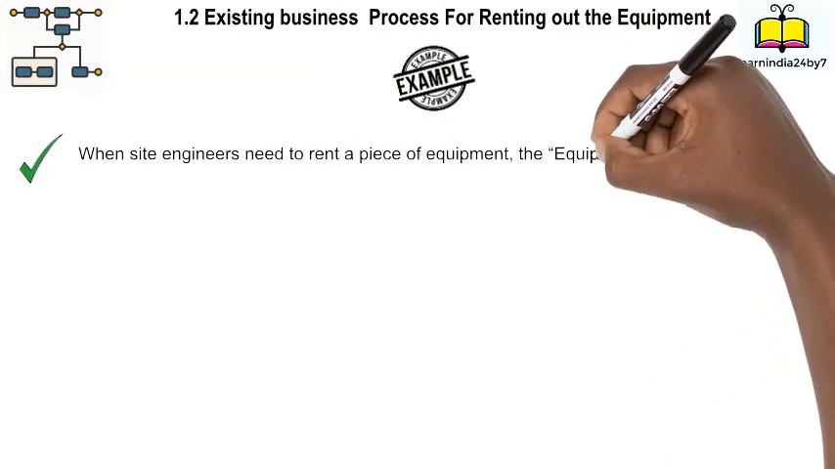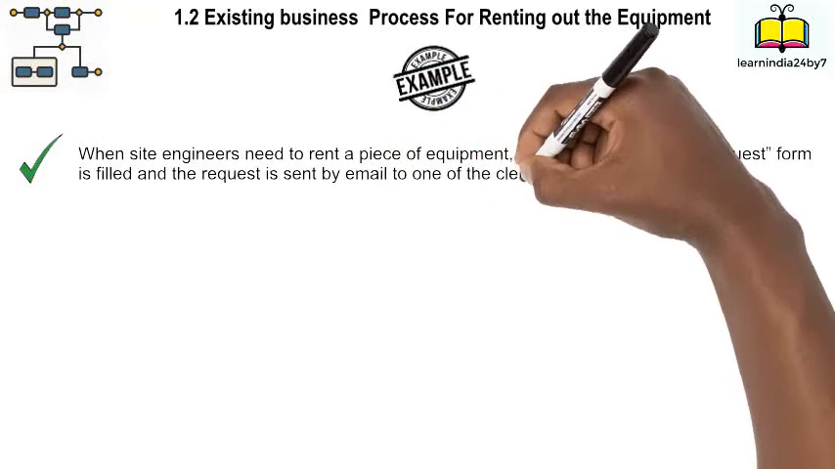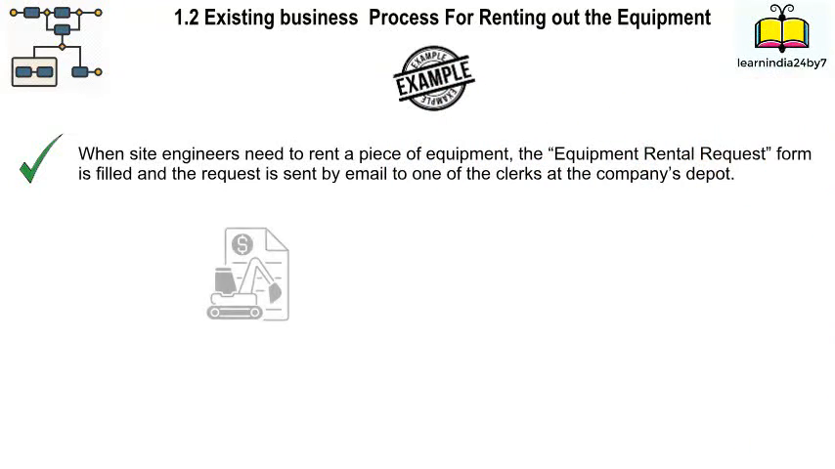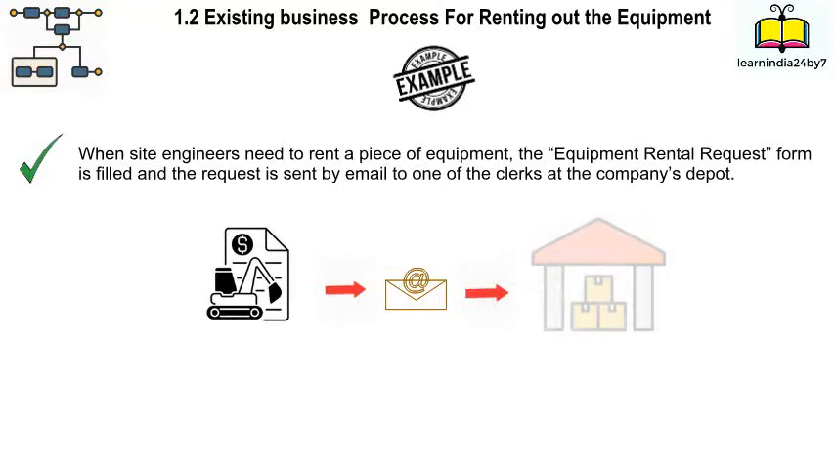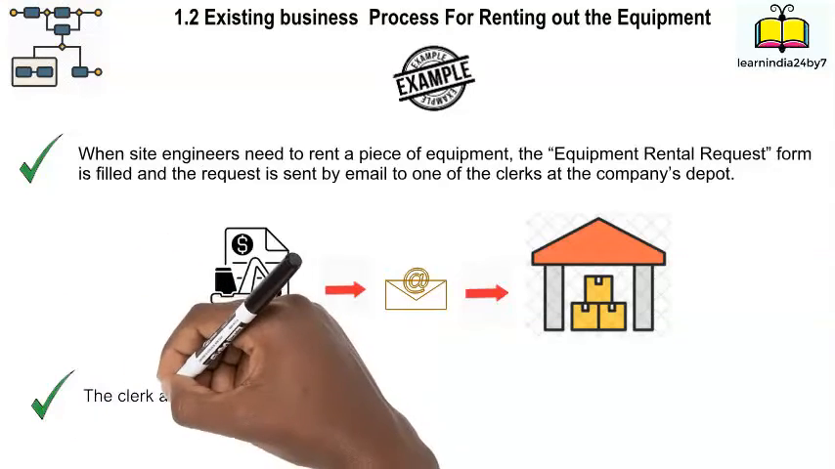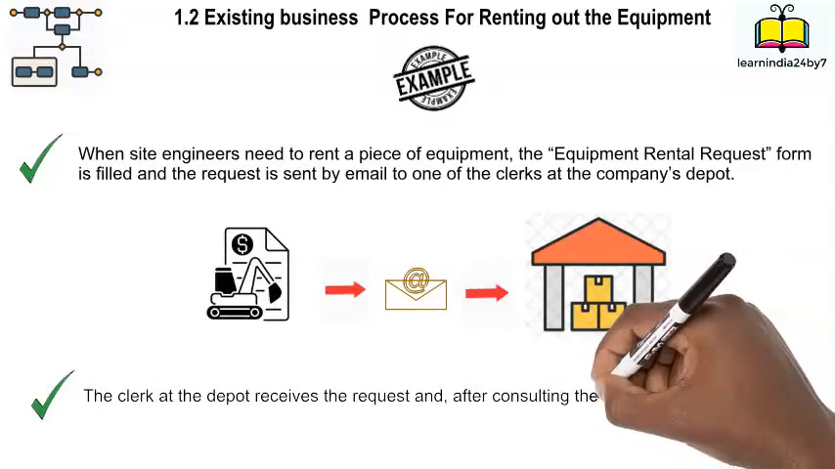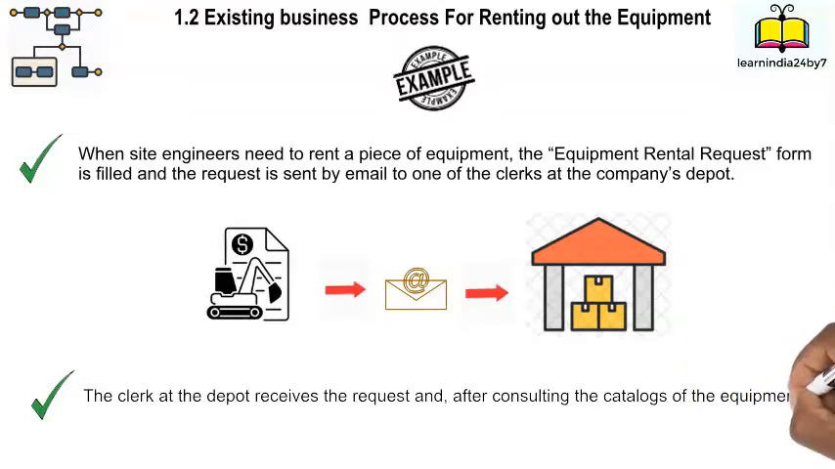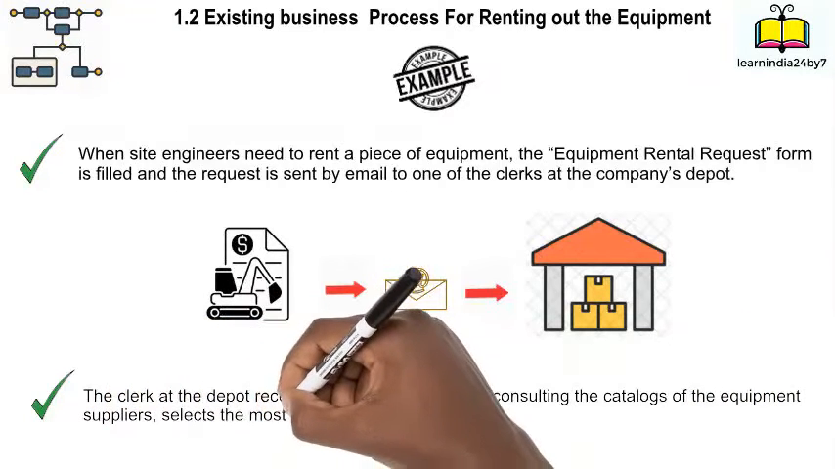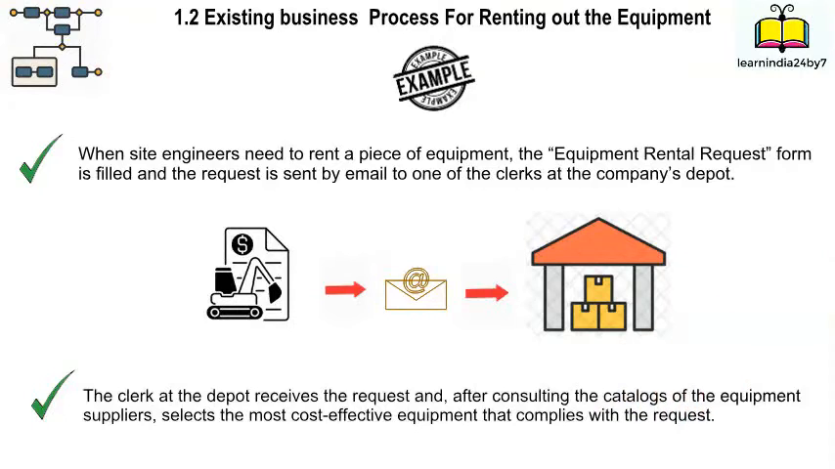When site engineers need to rent a piece of equipment, the equipment rental request form is filled in and the request is sent by mail to one of the clerks at the company's depot. The clerk at the depot receives the request and, after consulting the catalog of equipment suppliers, selects the most cost-effective equipment that complies with the request.